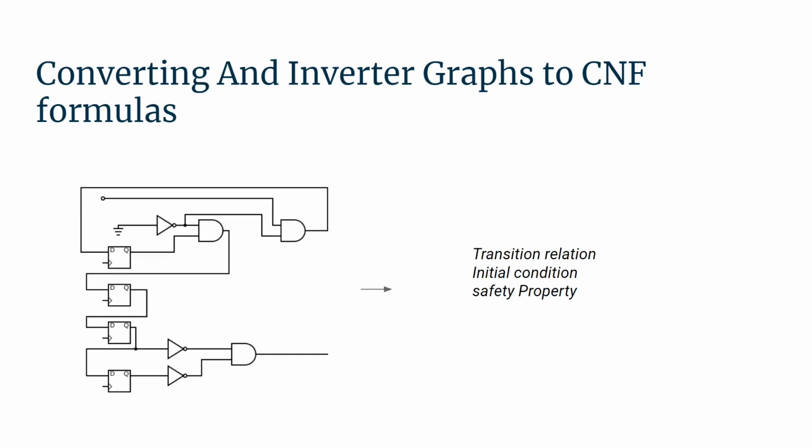Today, I'll be talking about converting AND inverter graphs to CNF formulas. We use SAT solvers all over the field of hardware model checking. Almost everything we do has to do with either calling a SAT solver or behaving like a SAT solver, or both. So I want to show a brief explanation of how one converts a graph that is meant to model some hardware architecture and turns that into something that has to do with logic and the connections between them.